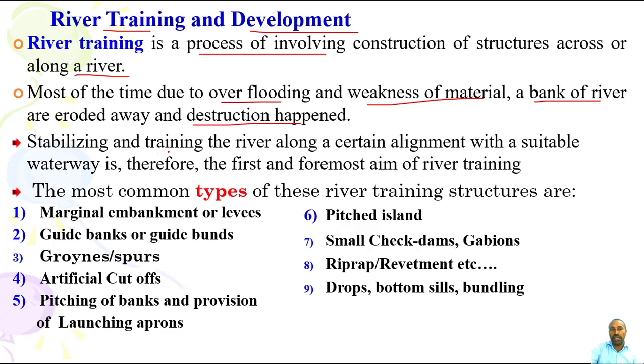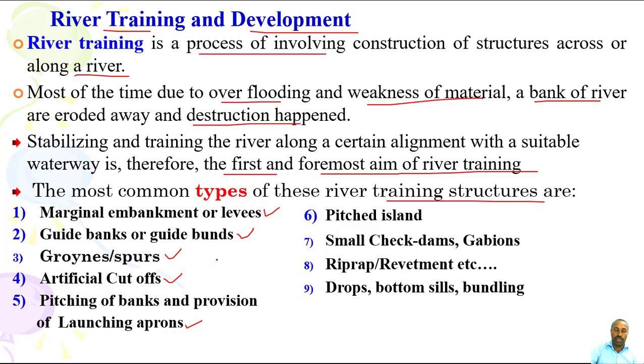So stabilizing and training a river along a straight alignment with a suitable waterway is therefore the first and foremost aim of river training. As much as possible, we have to stabilize the river bank and also the bed. The most common types of river training structures are marginal embankments or levees, which you can see are built just to prevent overtopping. We can also construct guide banks or guide bunds, groynes, and artificial cutoffs, pitching of banks, and provision of a launching apron.